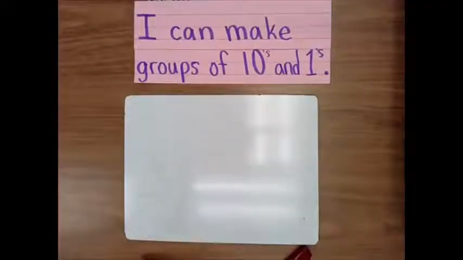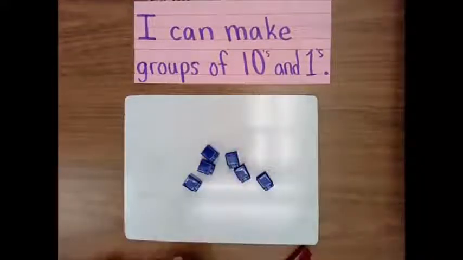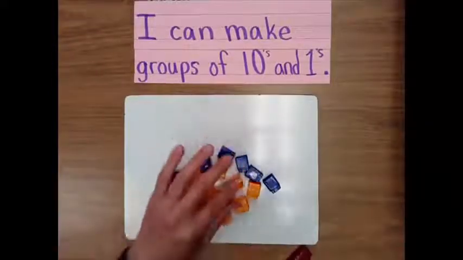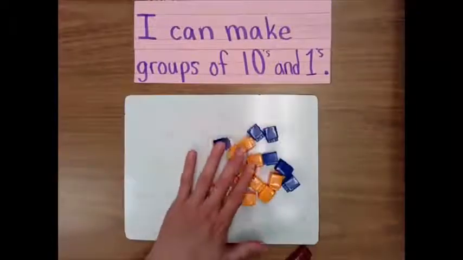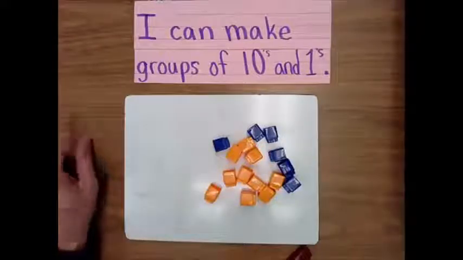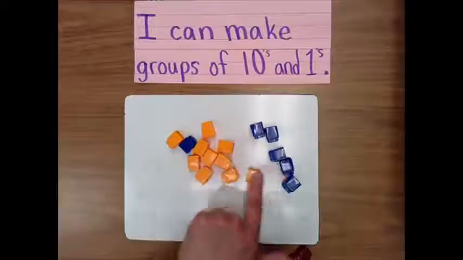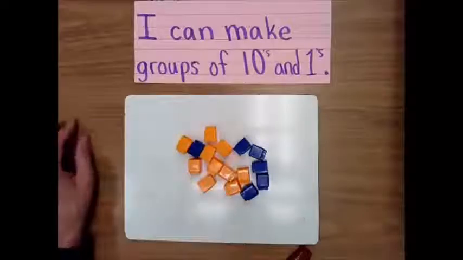Let's do another one. So what if I have some more here, and I have some blocks right there, and now there's two ways to count these blocks. I could count by ones, which I could go 1, 2, 3, 4, 5, 6, 7, 8, 9, 10, 11, 12, 13, 14, 15, 16. I could say I have 16 blocks.